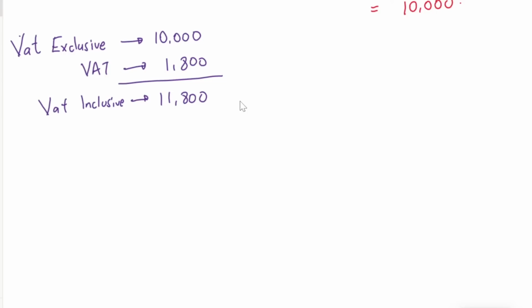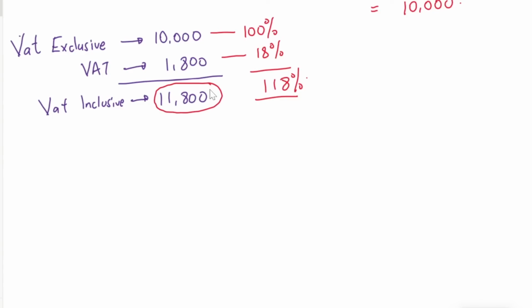Okay, so now same story. What am I going to do? This is my VAT inclusive figure. This is what I have. Remember, this is representing 100%. This is representing 18%. And when we add the two, they're representing 118%. Maybe someone is buying something from me, and they've just said that we sold the thing at 11,800 and the amount of VAT is included here.